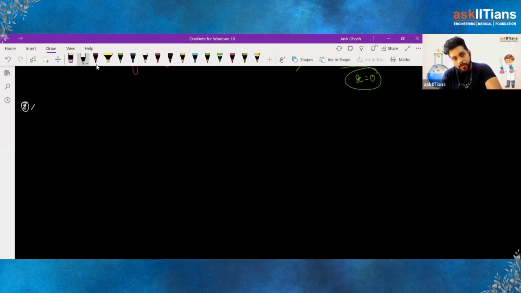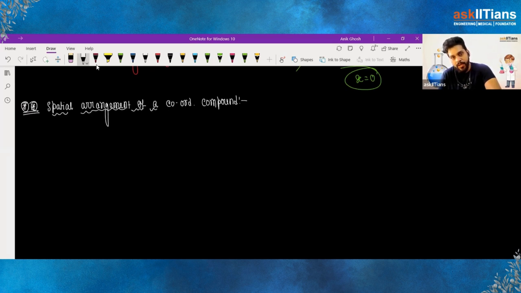Okay. Now, one thing, guys, which I have to tell you about is the spatial arrangement of a coordination compound. Now here this is important, guys. Although I'm supposed to teach you this in the bonding segment, I don't think it would harm you anyway if I tell you right now. Spatial arrangement of a coordination compound.